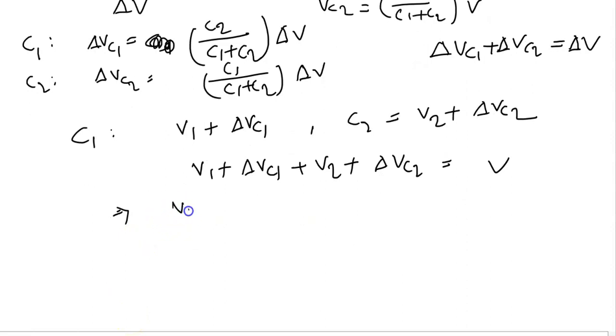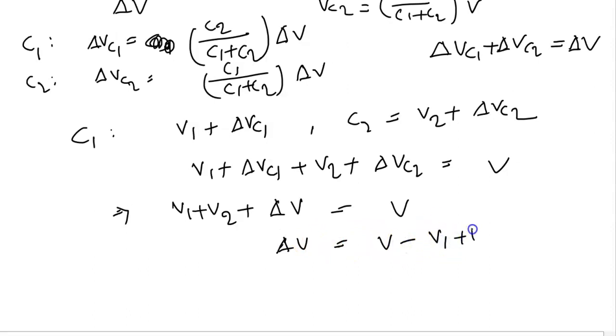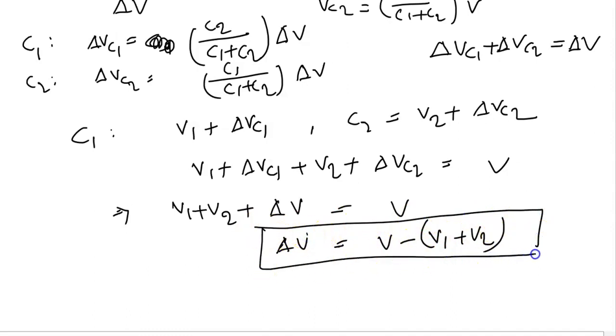So V1 plus V2 plus del Vc1 plus del Vc2, which is your del V, is equal to V. So your del V is equal to V minus (V1 plus V2). Once you find the del V, you can put these values in and find the individual voltages.